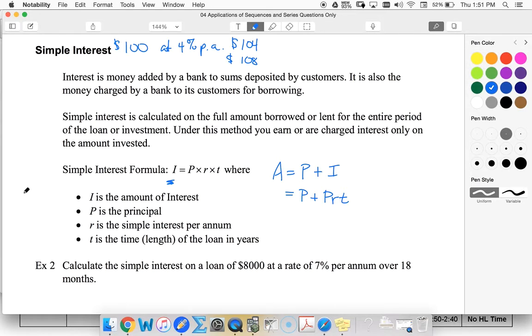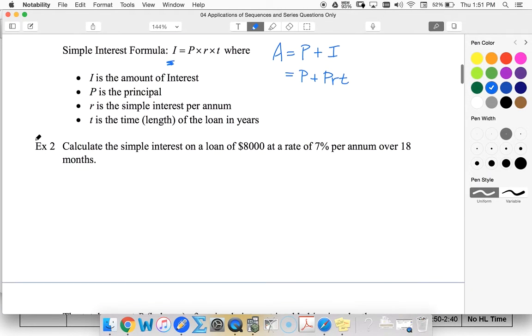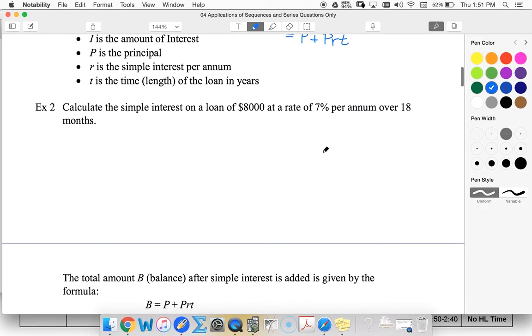So let's look at a first example of that. Simple interest on a loan of $8,000 at a rate of 7% per annum, that's the PA, over 18 months. So 18 months is, of course, 1.5 years.